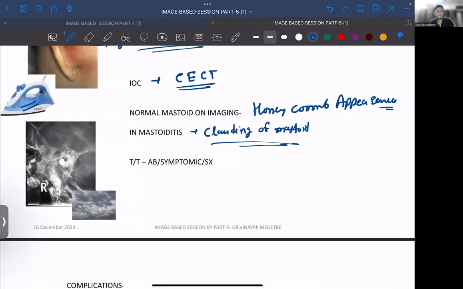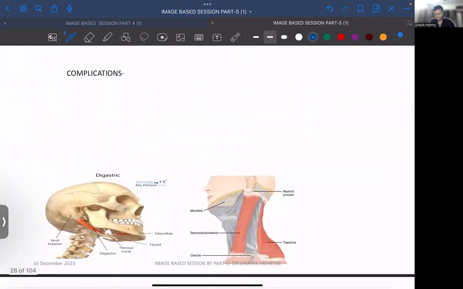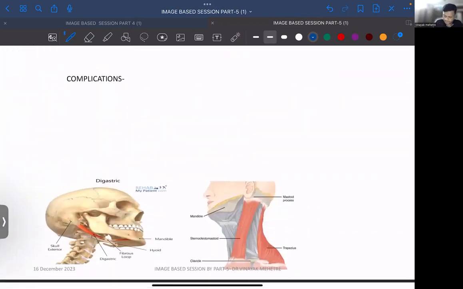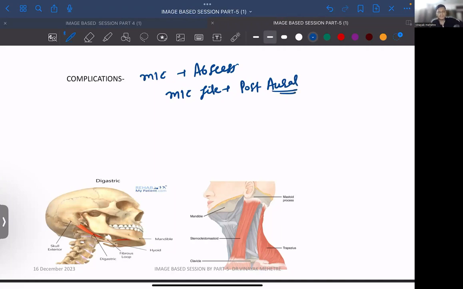What is the most common complication of mastoiditis? Anyone? Most common complication is abscess, right? Most common site is postauricular. Postauricular means behind the ear. Behind the ear there will be abscess, and there are two specific abscesses.